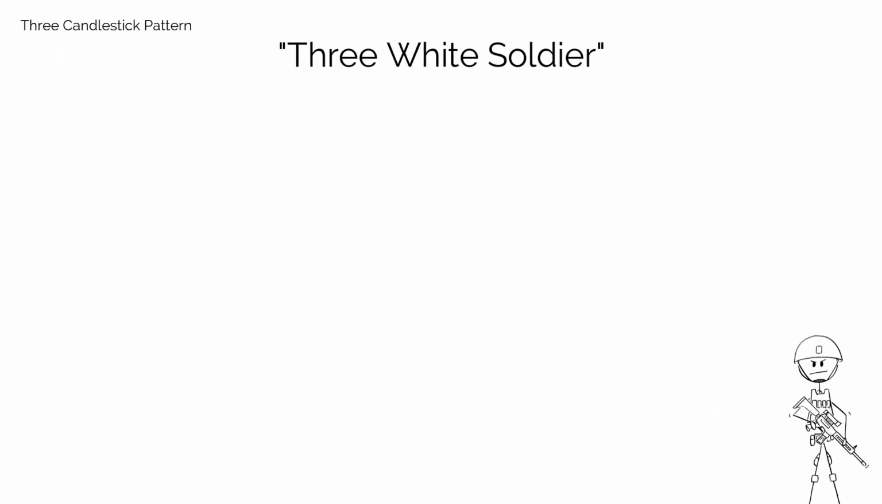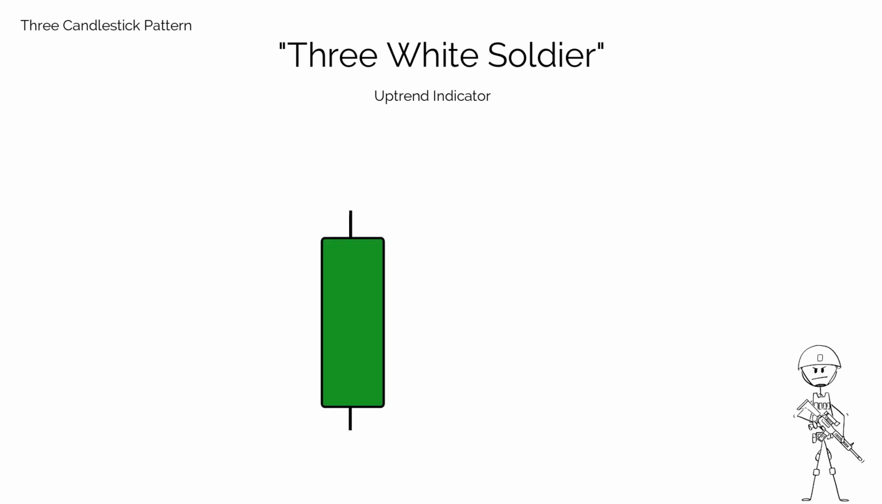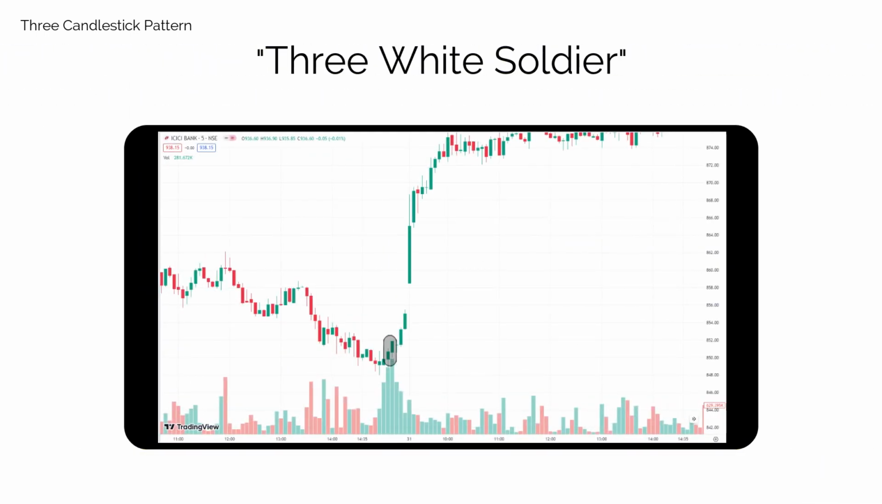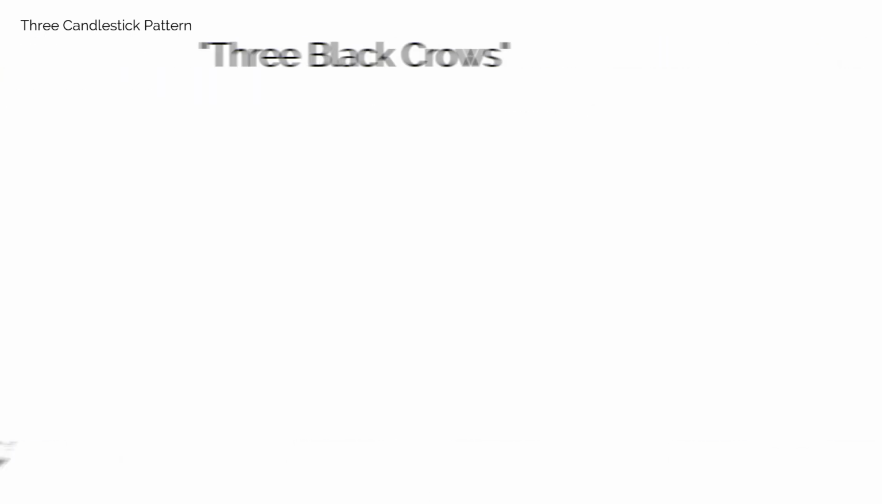The three white soldiers is an uptrend indicator. The three white soldiers has three long and equal bullish candles with a short shadow. Each candle opens and closes above the other candle. The three white soldiers forms at the bottom of the trend leading to the trend reversal.